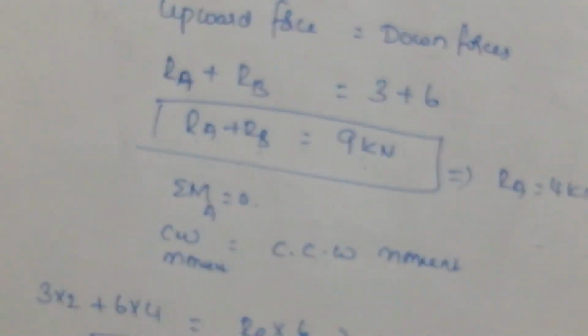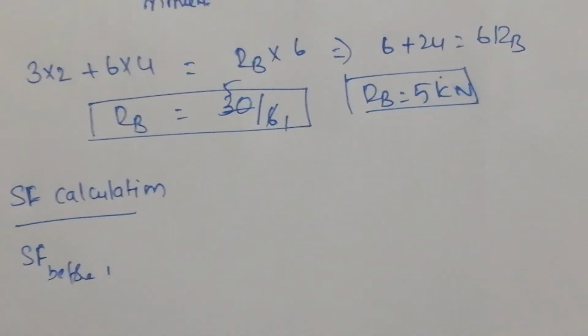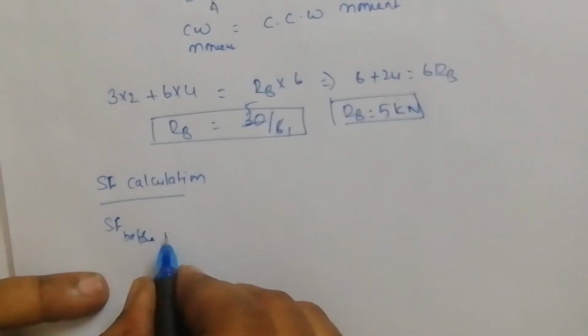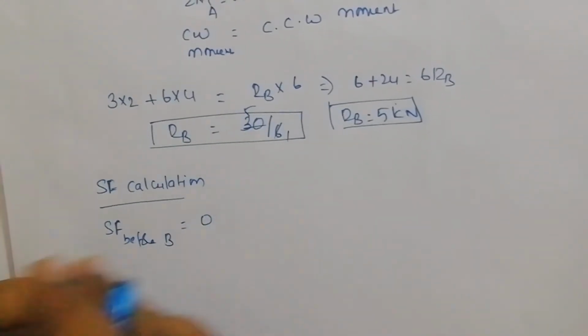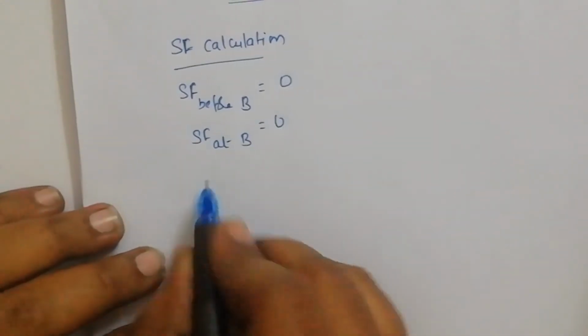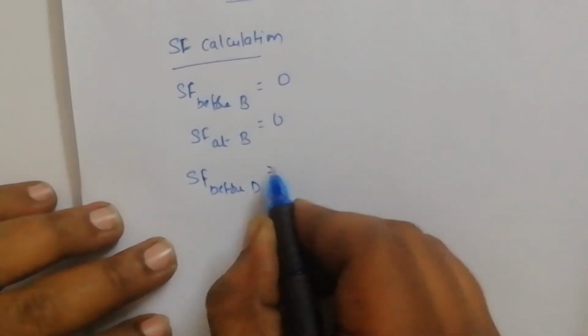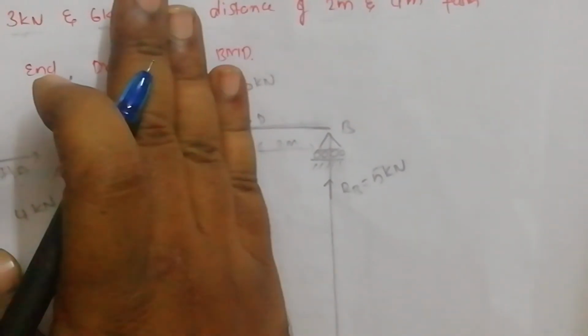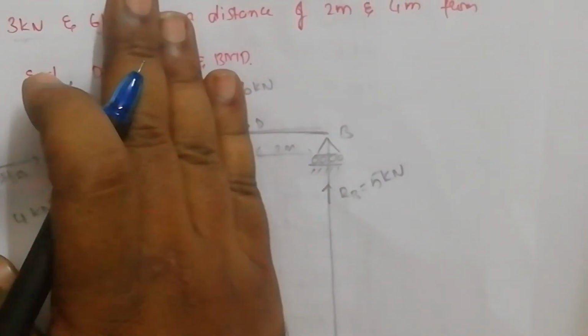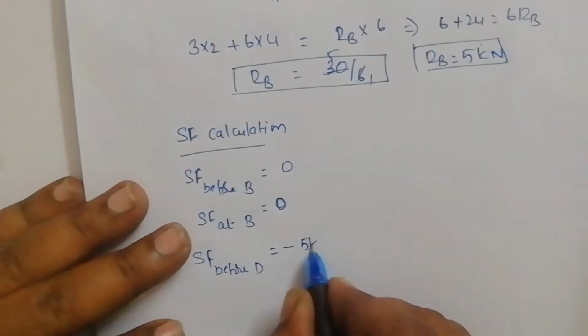So what is the extreme point we have? The extreme point is your B point. So shear force before B is equal to 0 because before B there is no load. Next, shear force at B is equal to 0. Next is shear force before point D. When I take before point D, in front of it you are having a reaction force RB which is acting in upward direction.